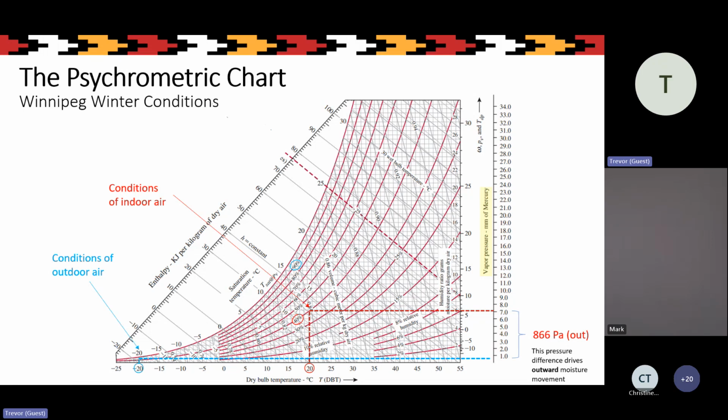And so this starts to speak to a couple of things. It starts to speak to why climate matters when it comes to vapor control, right? Because there's a lot more vapor pressure pushing vapor outwards in a Winnipeg winter than a Toronto winter. It also speaks to interior relative humidity levels. Because if we were to drop this Winnipeg interior RH down to 30%, then we would drop this red line down to about 5. We'd cut that by about a quarter again. So those are some things we can control to help us control vapor flow.